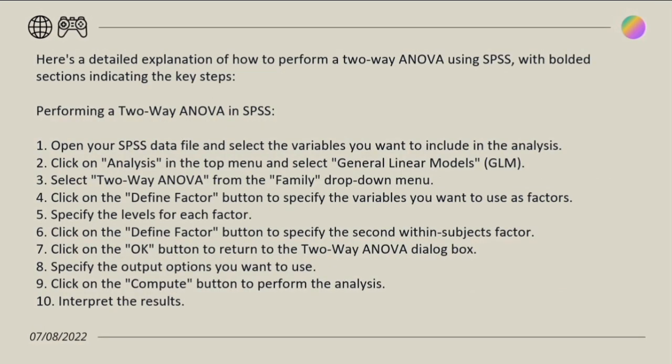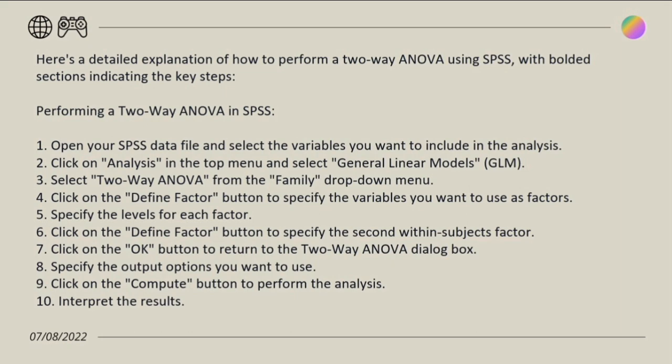For the next, here's a detailed explanation of how to perform a two-way ANOVA using SPSS, with bold sections indicating the key steps. Performing a two-way ANOVA in SPSS. For the first, open your SPSS data file and select the variables you want to include in the analysis. For the second, click on Analyze in the top menu and select General Linear Model.